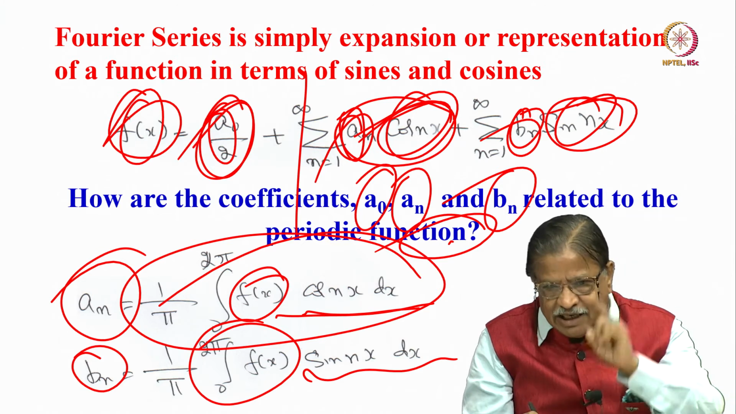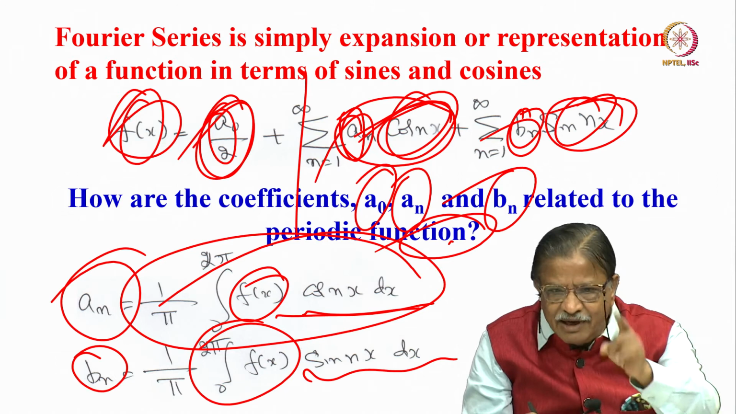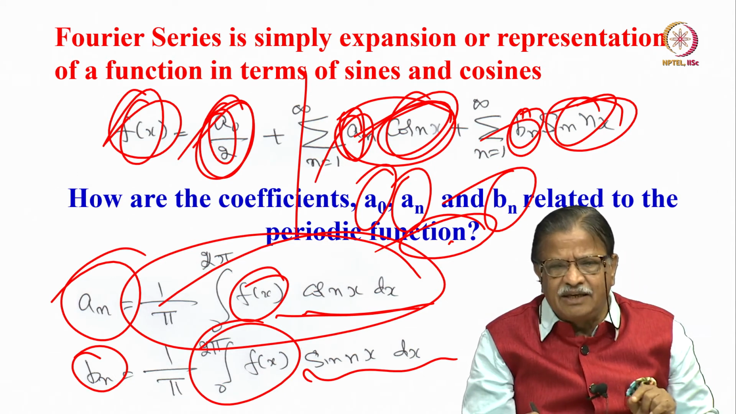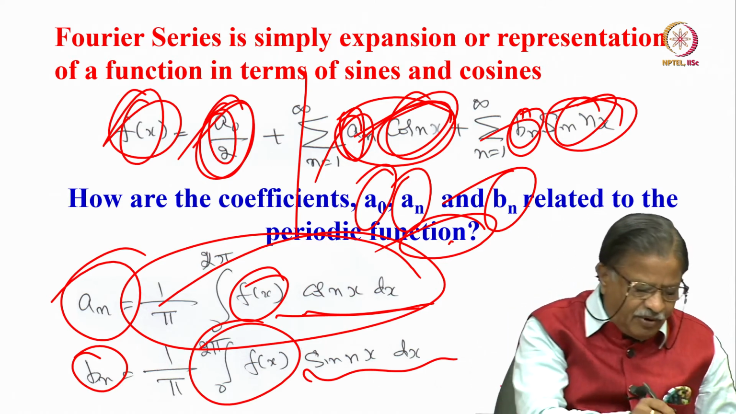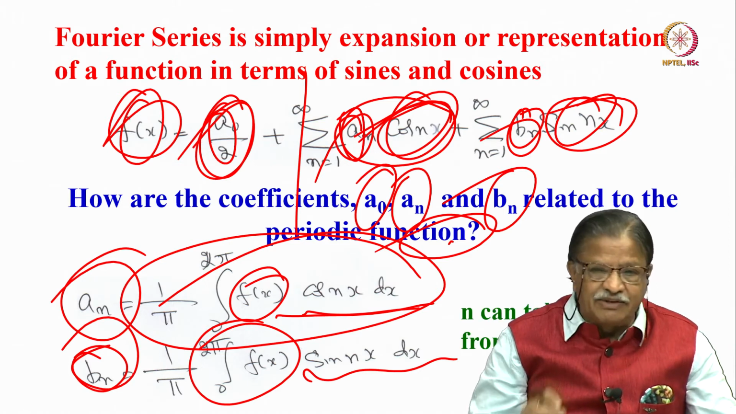Remember, if I multiply this function by cos n x dx and integrate over 0 to 2 pi, I can determine the a n coefficients. If I do the same thing by multiplying by sin n x dx, integrating over 0 to 2 pi, I am going to get the coefficients b n. Okay, so these are the things which we need to find out.